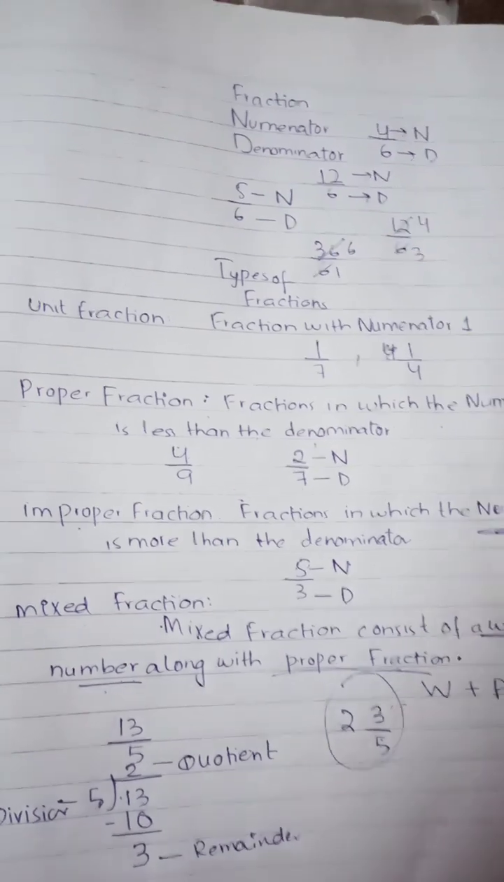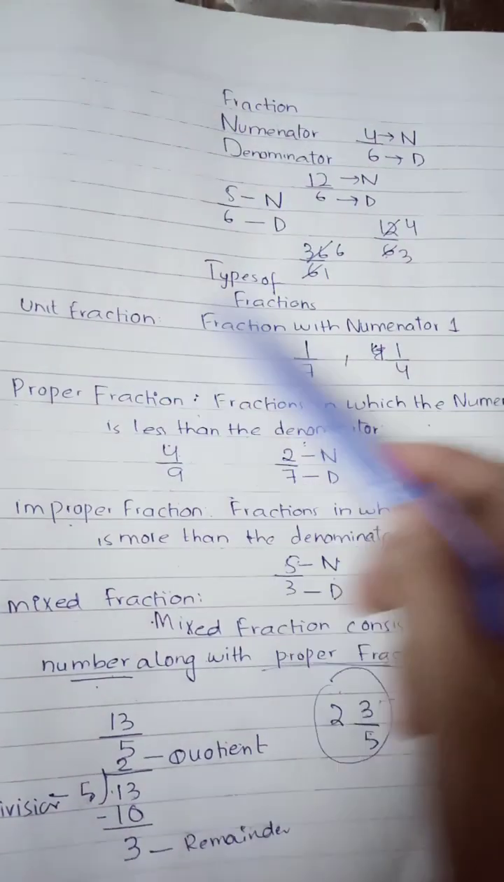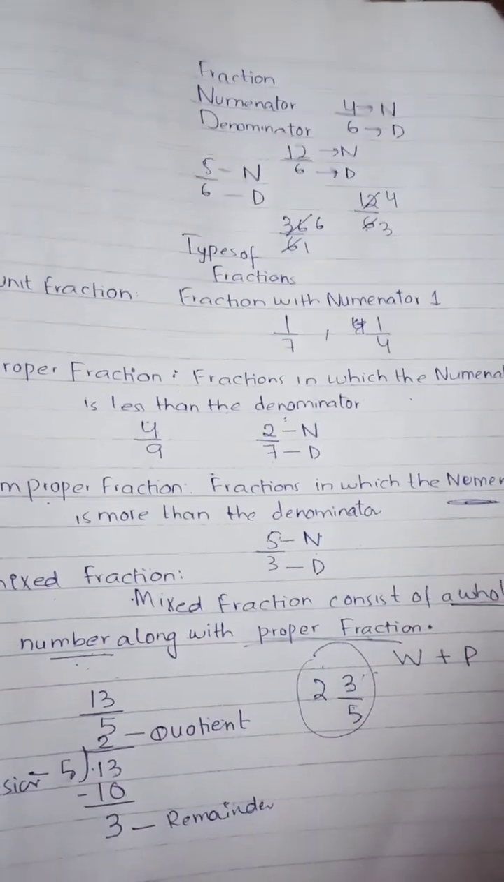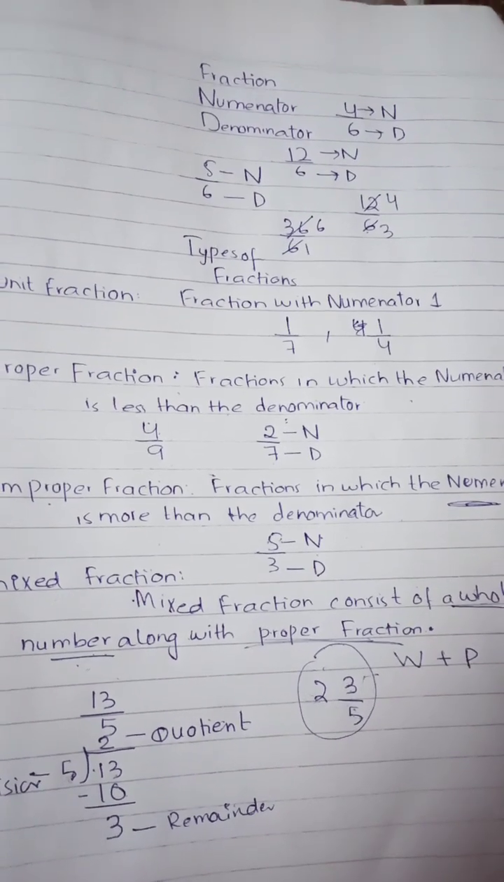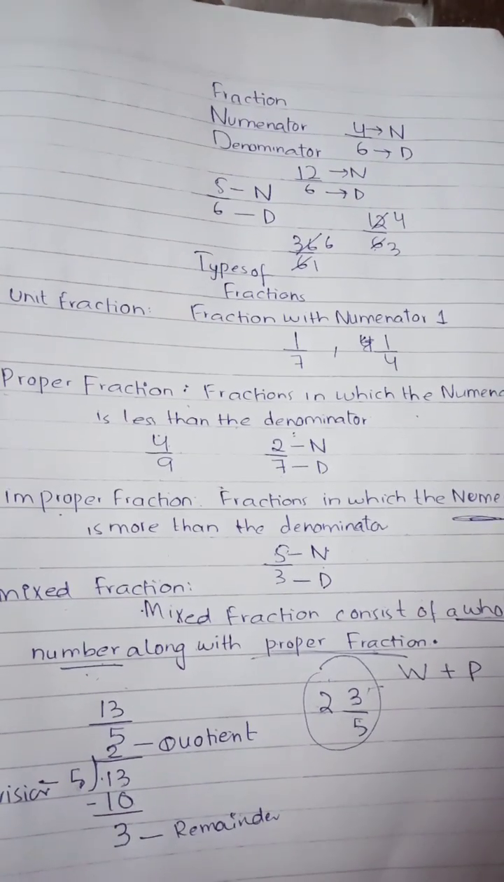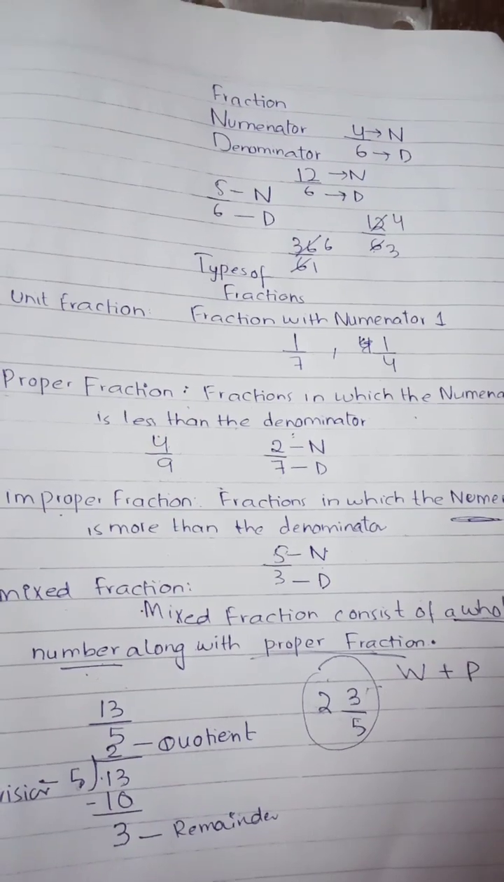Unit fractions. Fractions with numerator 1 are called unit fractions. Whenever you have 1 in the numerator, it is called a unit fraction. You can see the examples 1 upon 7 and 1 upon 4.